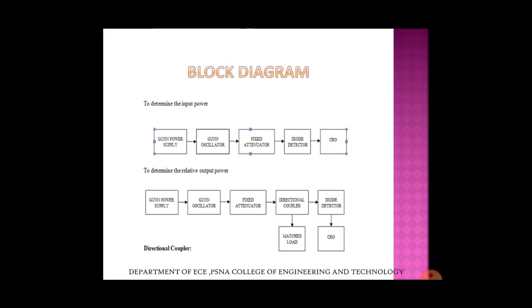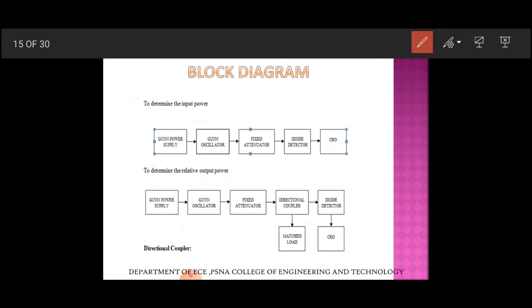Then the block diagram, which is very important to understand the connection of the directional coupler with the test bench. That is, we have two setups to determine the input power and output power. The first one deals with the input power measurement. The second one is the output power measurement. For reference, in the block diagram, I have mentioned it as the gun power supply instead of reflex klystron. Earlier itself I have mentioned, the sources can be gun diode, klystron or magnetron.